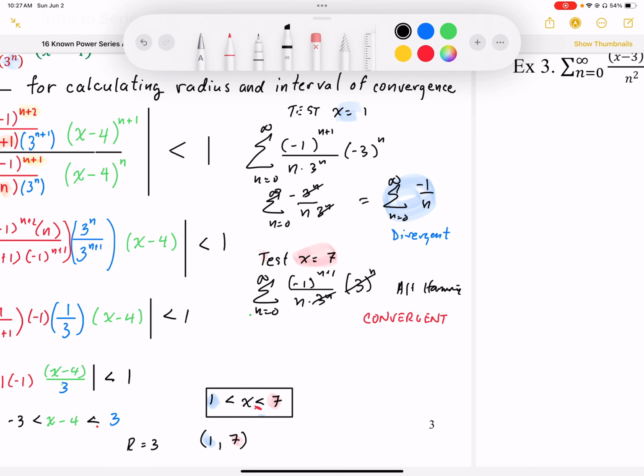So our interval is from 1 to 7, or we can write it like this. The interval is 1, not including 1, and 7, including 7. Okay, and just to highlight where this was, because it was divergent on this edge and convergent on this edge.